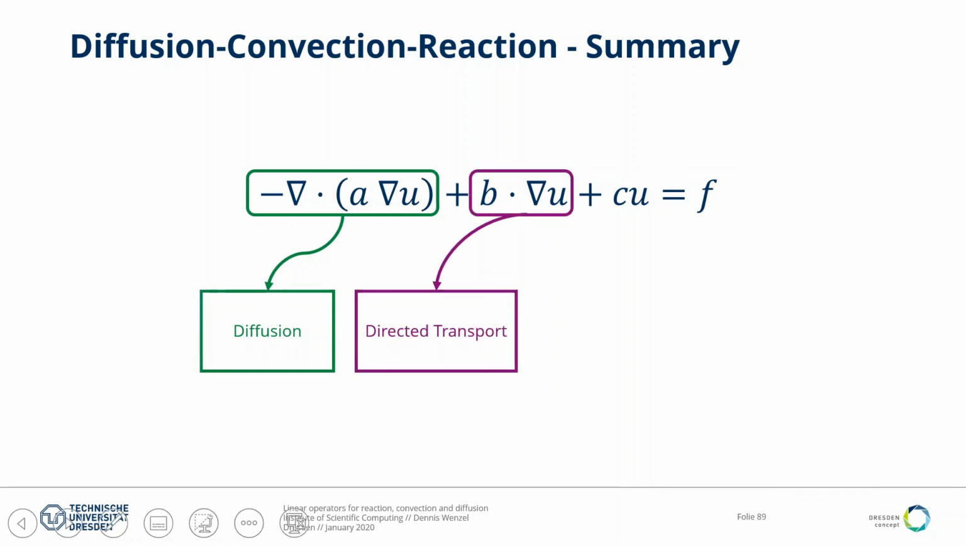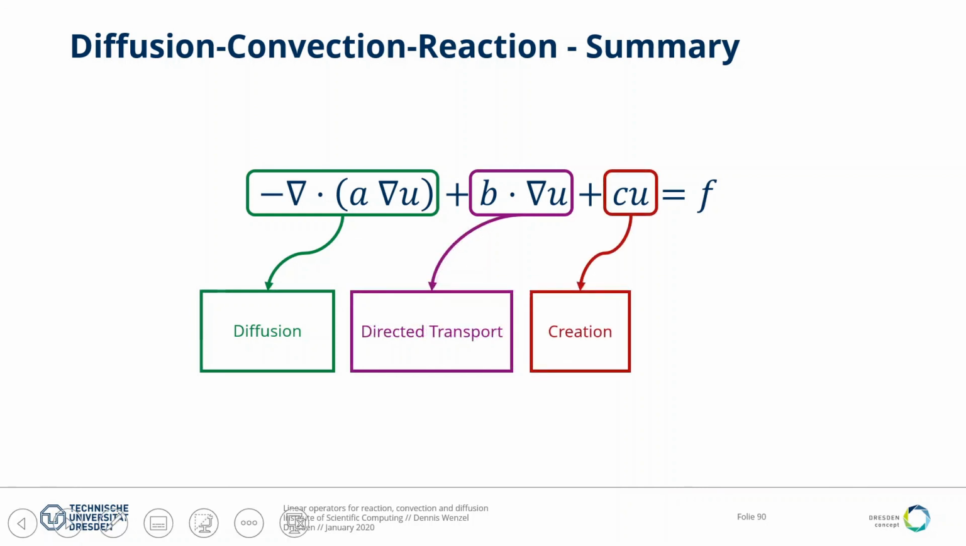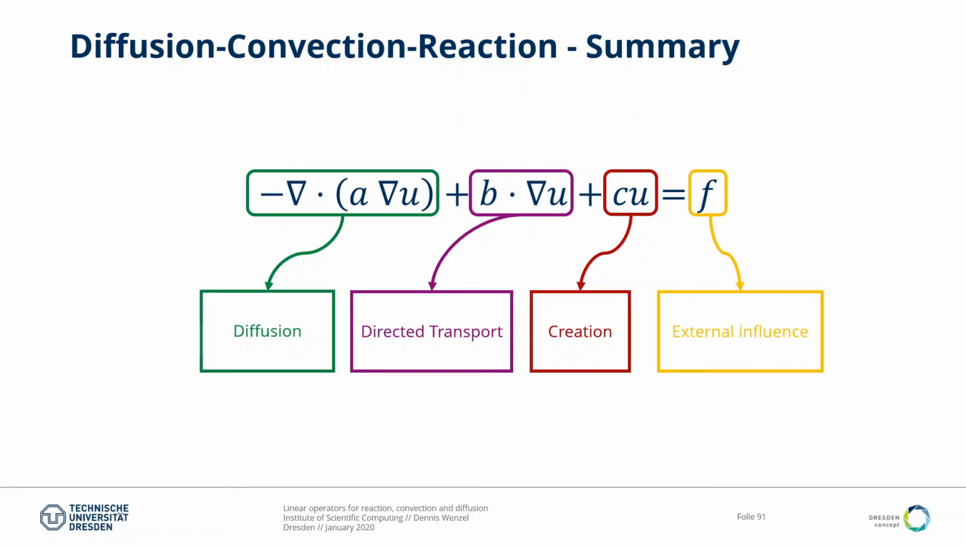You have your convection, that's a directed transport of the quantity in the direction prescribed by B. You have creation of the quantity depending on the amount that is already there. And you have external forces. So F just puts in stuff from the outside of your reactor.